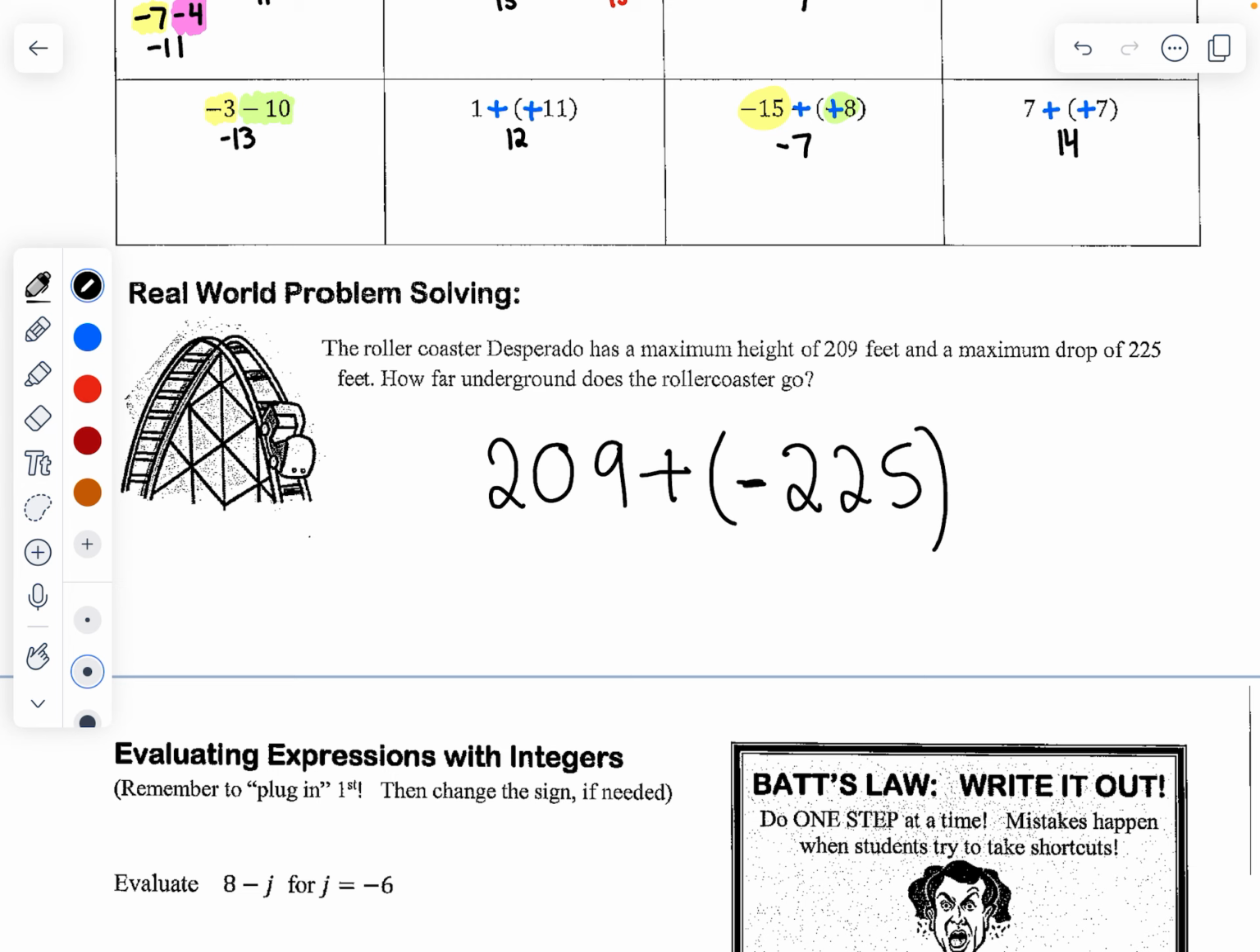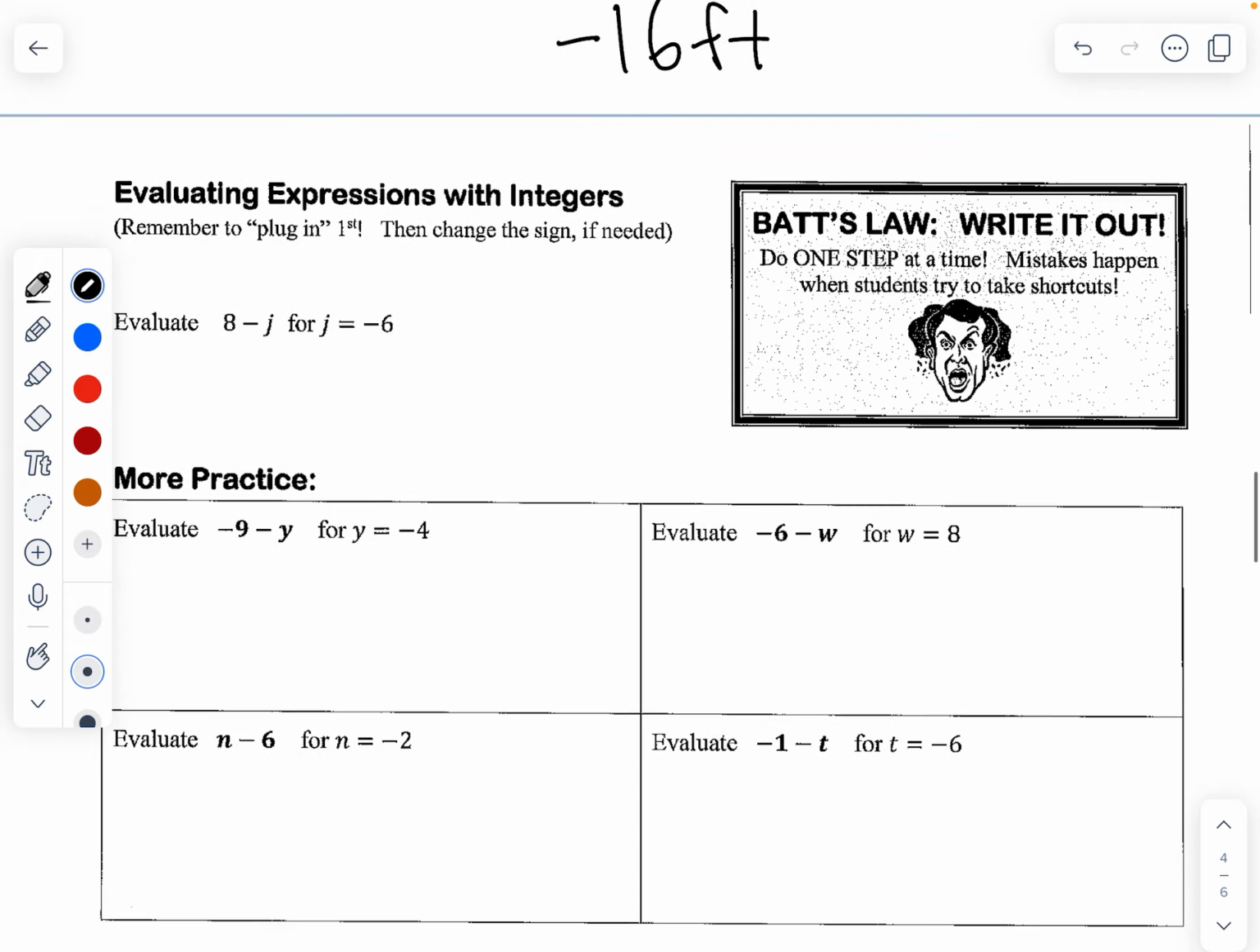209 plus negative 225. No, these have different signs. Sorry, going too fast. These have different signs. And so we must subtract them. And if we subtract them, we will get a 16. Keep the sign of the higher number, though. The 225 is further from 0. It's negative 16 feet. So it's going to go 16 feet underground.